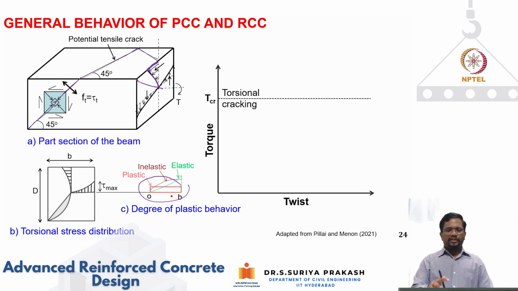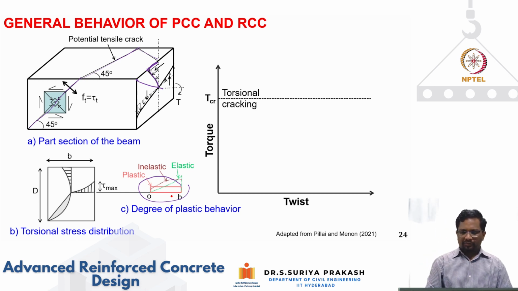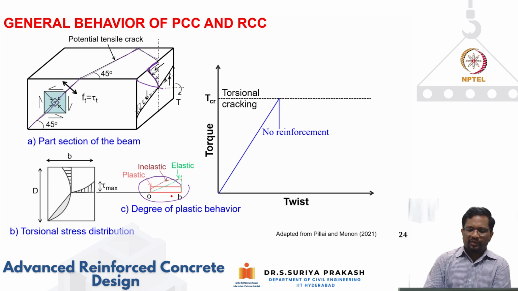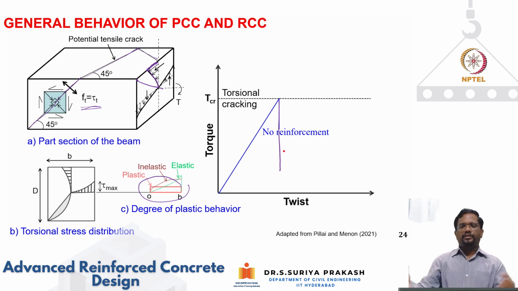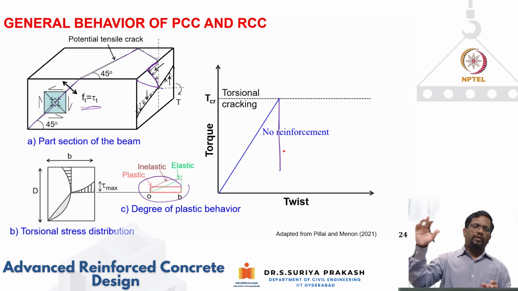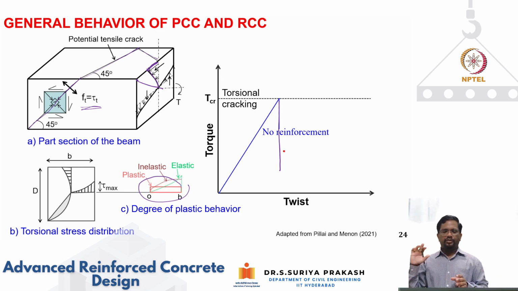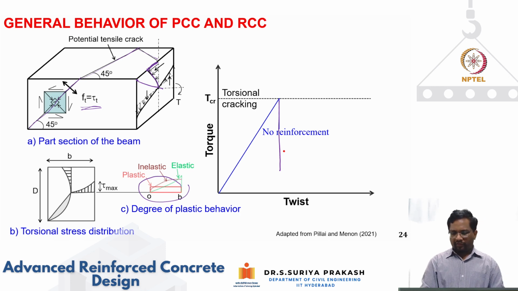Okay, so for these kinds of elements, when I'm subjecting them to torque and start measuring the twist of the member, and I plot this torque versus twist, you will find that for plain concrete with no reinforcement, soon after it reaches the principal tensile stress, F1, it is going to crack, and after cracking nothing is there to arrest the cracking, so it is going to reach failure. So for plain concrete, when the applied torque becomes T_cr, which is the cracking torsion moment, it is going to fail.